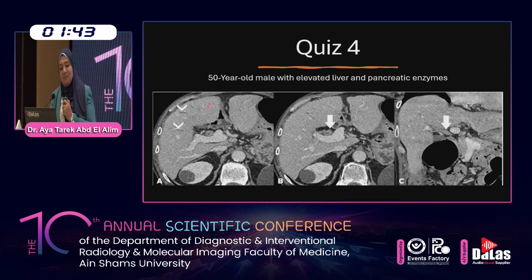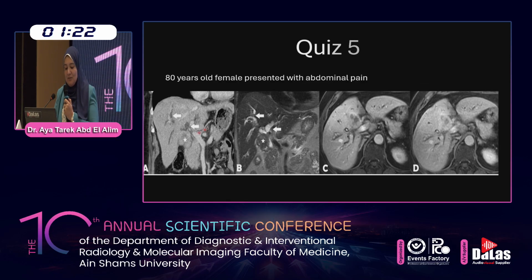What about this? It's a 50-year-old male, elevated liver and pancreatic enzymes. We can see there is smooth circumferential thickening around the common bile duct. So, what? Cholangitis, okay, it's IgG4. It's a part of cholangitis.